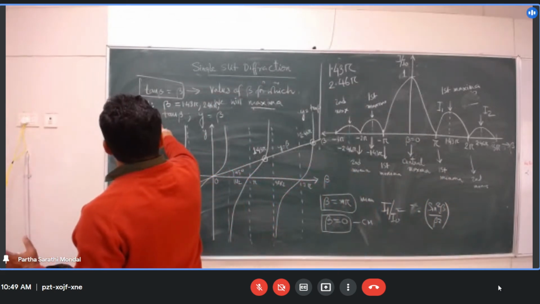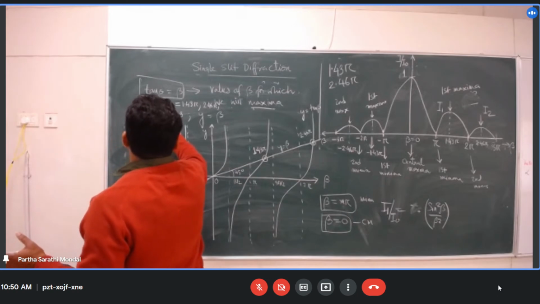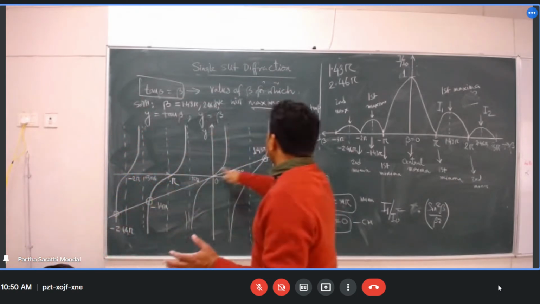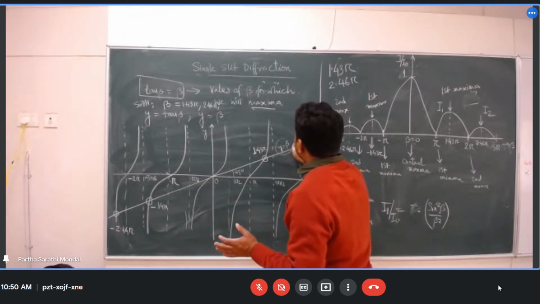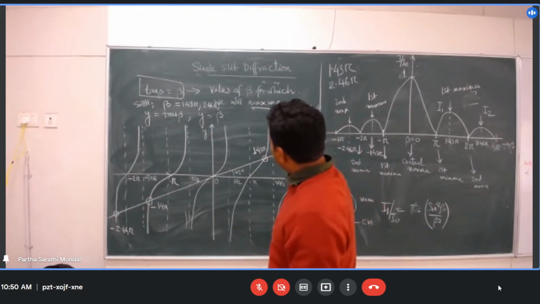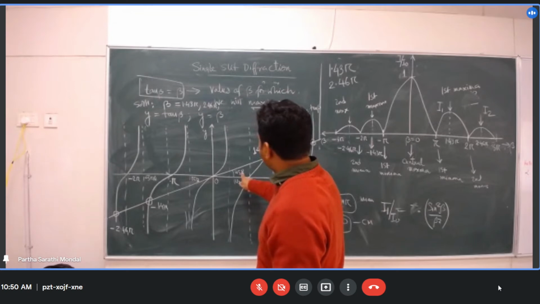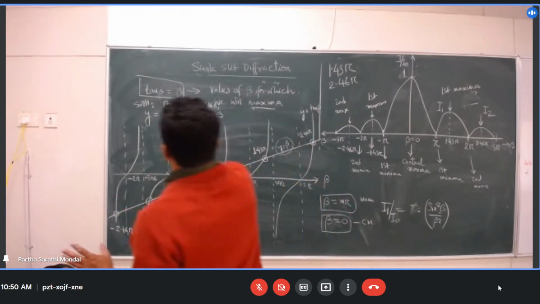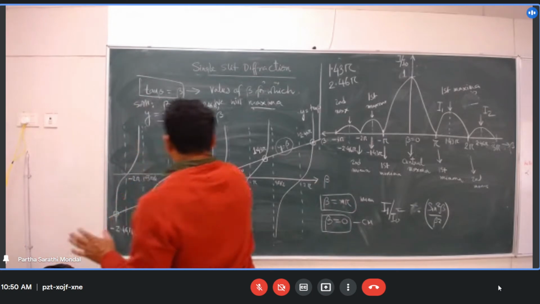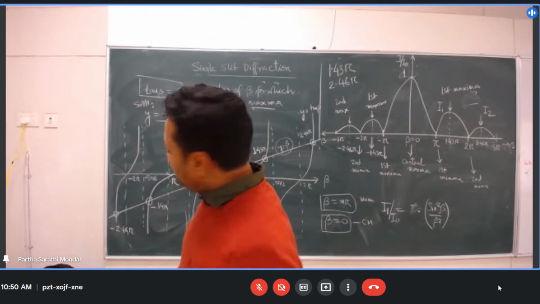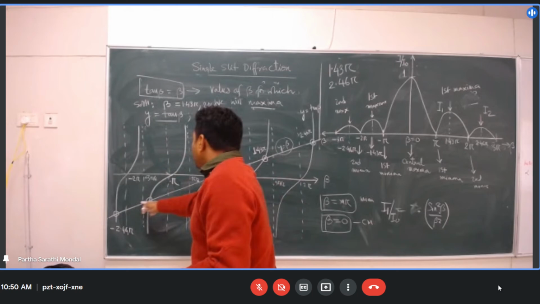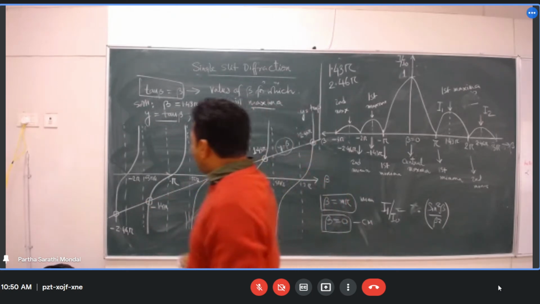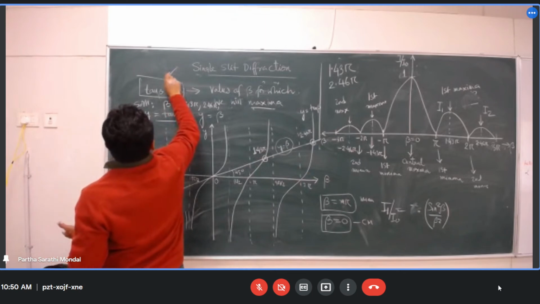We have taken two graphs, y equal to tan beta and y equal to beta. This straight line is y equal to beta, because we know that y equal to beta is a straight line making a 45 degree angle with the x-axis. Next we have plotted y equal to tan beta. That tan beta plot you must already know. Now, where they intersect, those intersection points are the solutions of this transcendental equation.